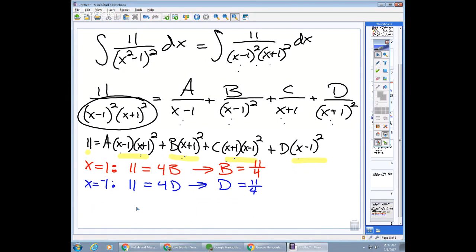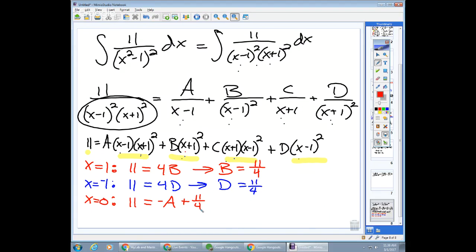Hopefully that'll be enough. So we're out of convenient x values, so we accept the next best things, like 0, which is a lovely number for x here. So if I let x equal 0, I'm stuck with everything. So we're going to get 11 equals -1 times 1 squared, which is -1. So I'm going to get a negative A, right? Here I will get 0 plus 1 is 1, squared is 1. I'm just going to get B, but I know B is 11/4. So I'm going to get plus 11/4 there for B.